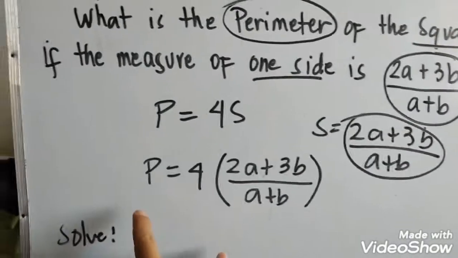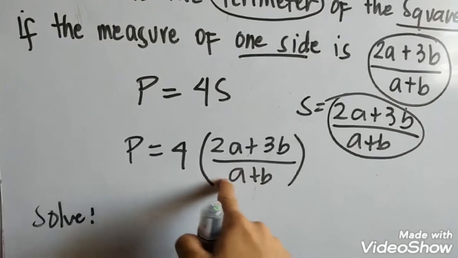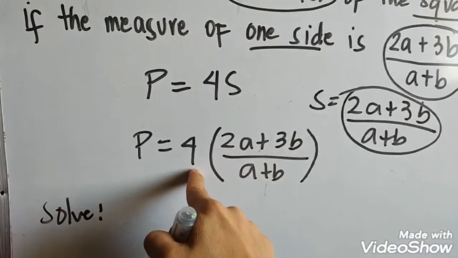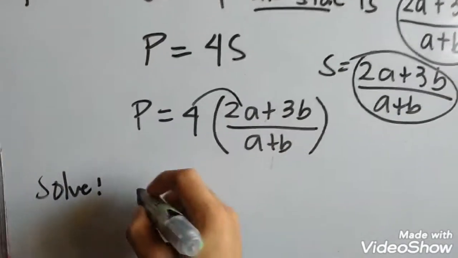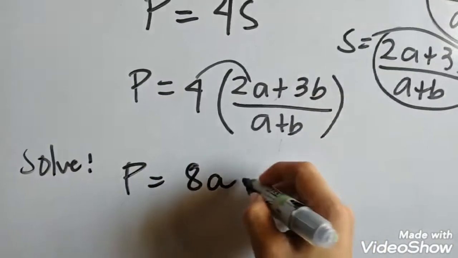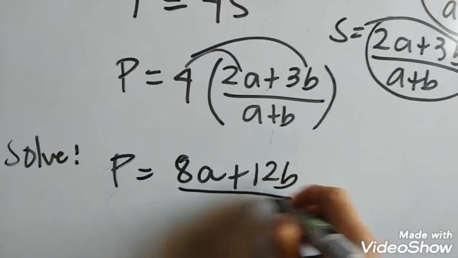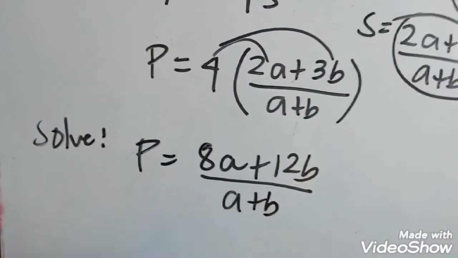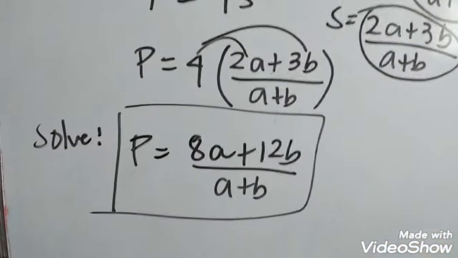Okay, so since we are just going to solve the perimeter, let us just simplify this expression. Since we have here a number outside the parenthesis, just multiply 4 times 2a. So we have P is equal to 4 times 2a is 8a plus 4 times 3b is 12b all over a plus b. And that's it. That is the perimeter.